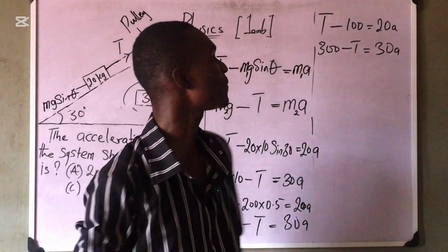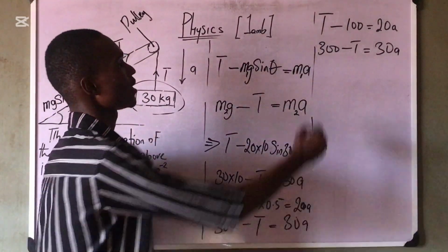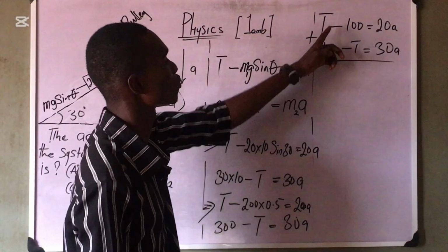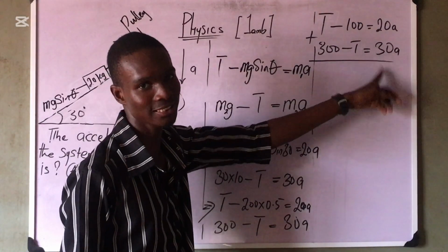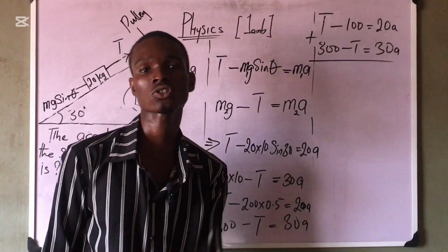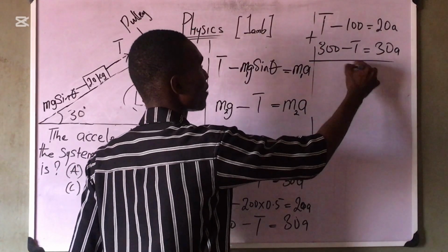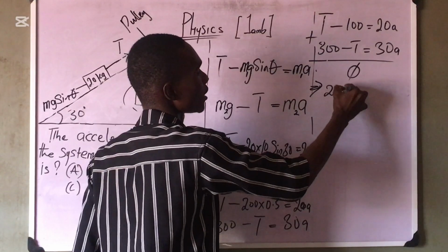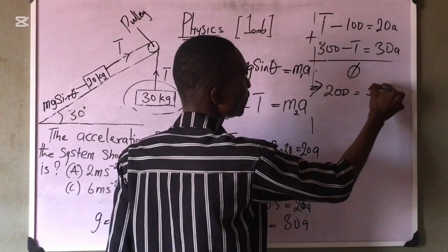At this point, remember that the tension here, we need to eliminate it. For me to eliminate tension, I will add these two equations. By so doing, I will have tension plus minus tension, that is T plus minus T will give me 0, because plus times minus is minus. Plus T minus T is 0. So I will have here 0. Minus 100 plus 300 will give me 200, to be equal to 20 plus 30, which will give me 50a.